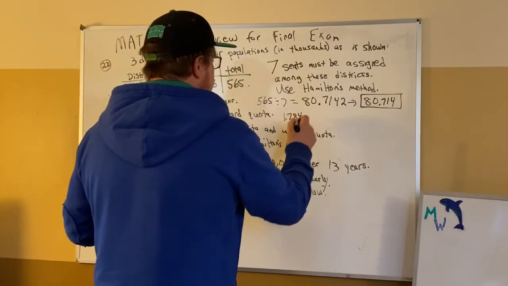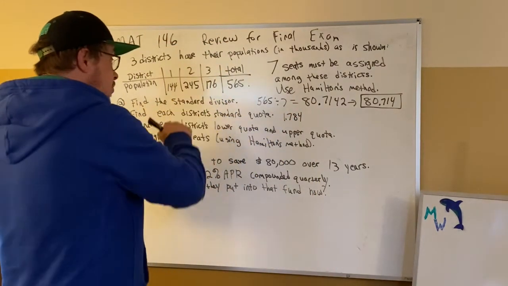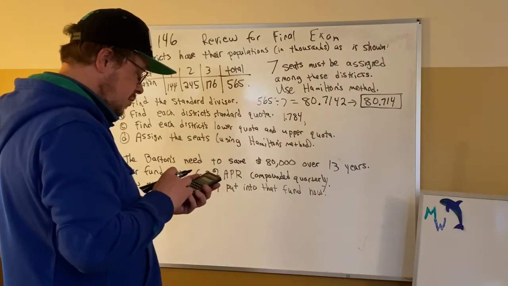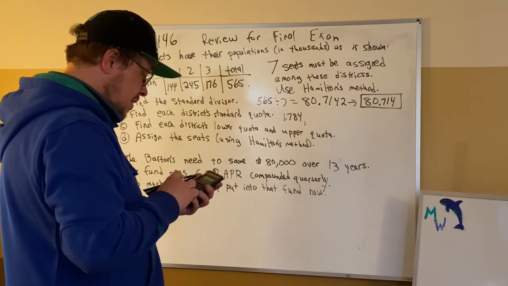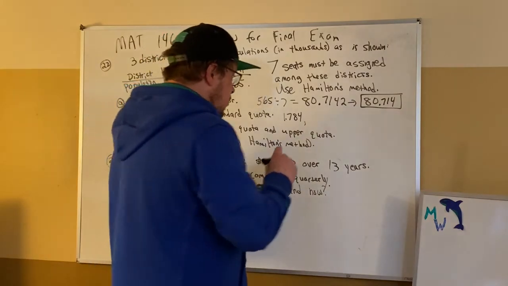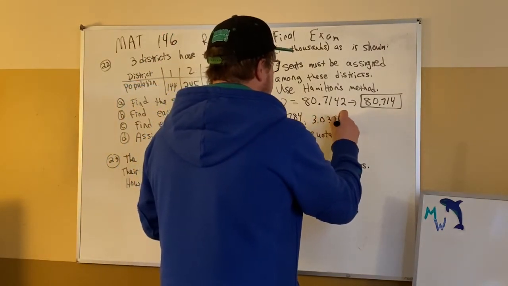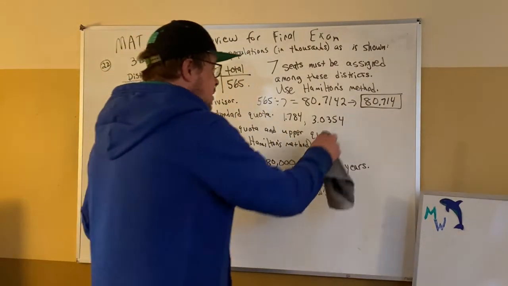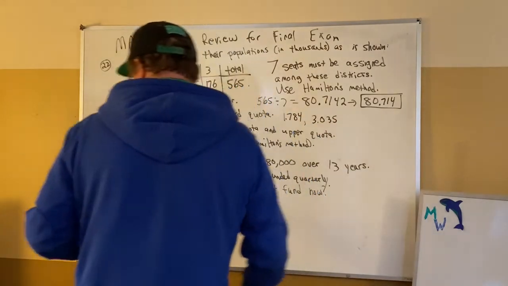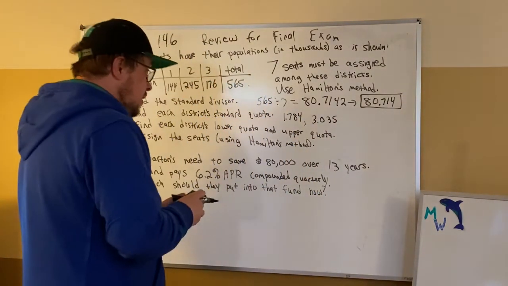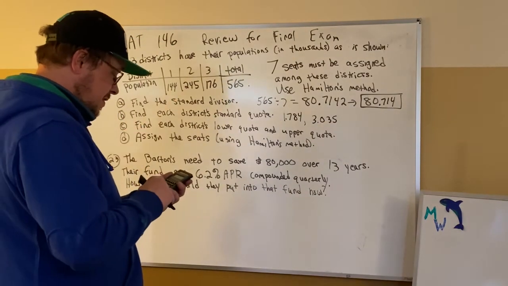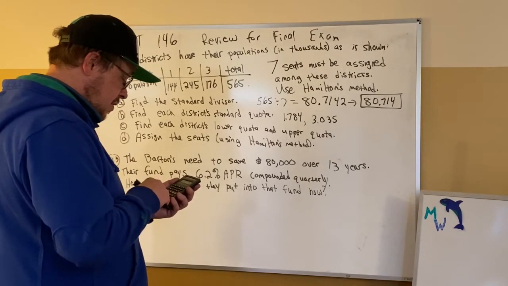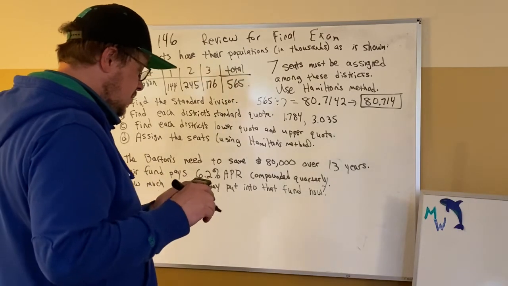The next one is going to be taking 245 divided by that same 80.714, which equals 3.0354. And so the 54 is more like 50 than 60, so 3.035. And finally 176 divided by 80.714 is 2.1805.